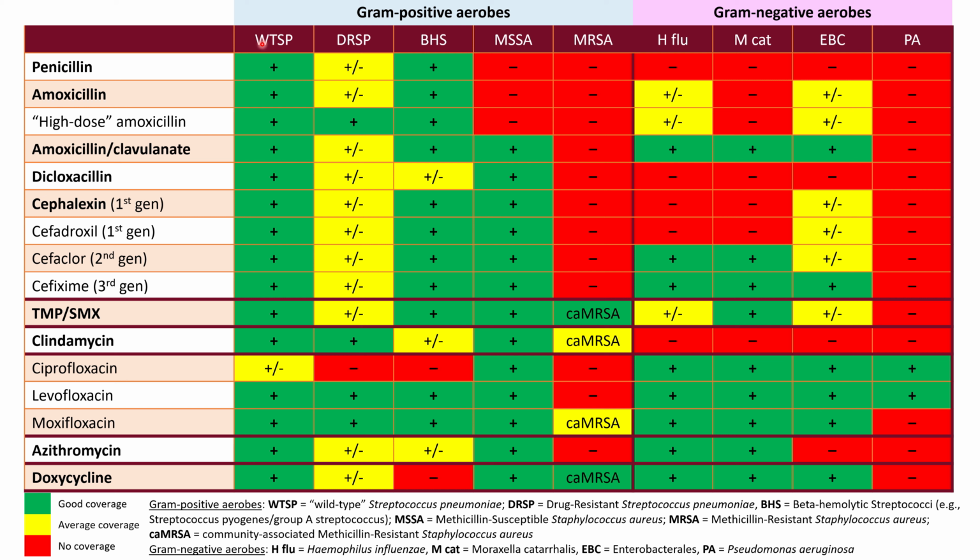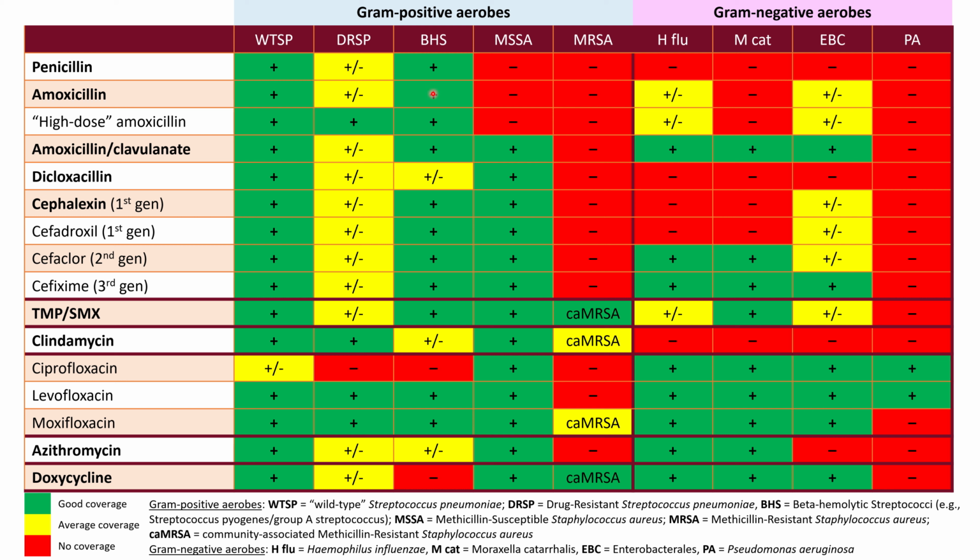Of course, here we have viridans strep, pneumococcus, drug-resistant strep pneumo, beta hemolytic strep, MSSA, MRSA, and some gram negatives. Now, in particular, we are going to focus on beta hemolytic strep, MSSA, and MRSA. You can see that penicillin has excellent activity against beta hemolytic strep, but no activity against MSSA or MRSA. The same for amoxicillin, no activity against MSSA or MRSA.